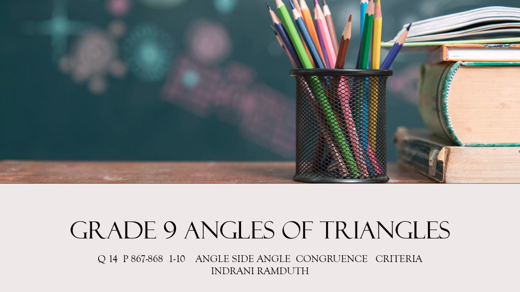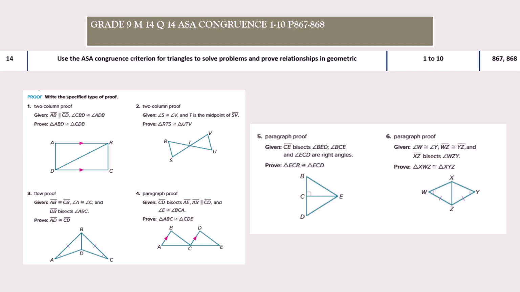Welcome to another lesson in grade 9, angles of triangles, specifically angle side angle congruence criteria, and we're going to go quickly into the examples. For number 1 to number 6, the requirement is that you need to prove the triangles being congruent.